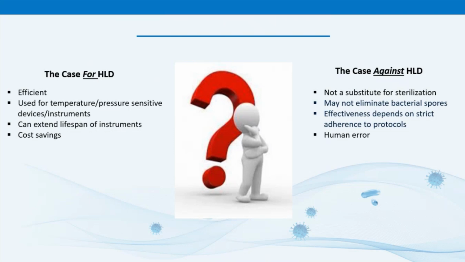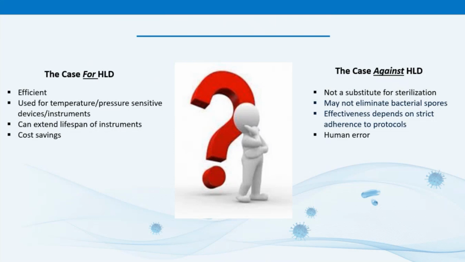Another compelling argument against HLD is the potential for human error. The effectiveness of HLD is highly dependent on strict adherence to complex, challenging protocols, including contact time and concentration, leaving room for variability and risk. The number of infections from semi-critical devices is partly due to the narrow margin of safety associated with reprocessing these devices by cleaning in HLD. Any deviation from recommended protocols can hinder high-level disinfection and leave a device contaminated with microorganisms. Research has shown there have been multi-drug resistant organism infection outbreaks related to flexible endoscopes, like those Olympus scopes we just talked about.